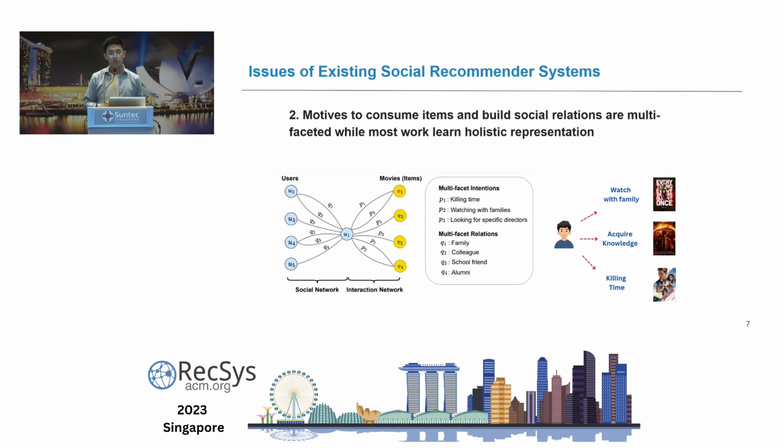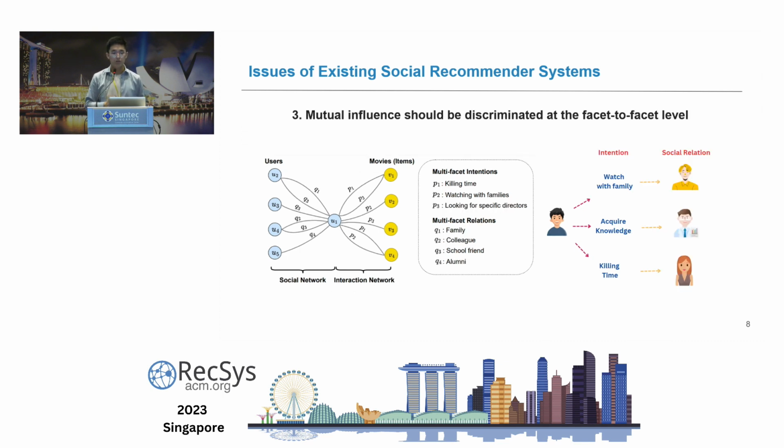But most existing work learns a single embedding for the user, which means such semantics are highly entangled in the user representation, leading to suboptimal user representation. This is at the level of each network alone. Further, if we want to model the mutual influence between those two networks, we can also discriminate that mutual influence at the facet-to-facet level. Still take movie watching as an example. When this user wants to pick a movie to watch with his family, he might want to ask his friends for advice.